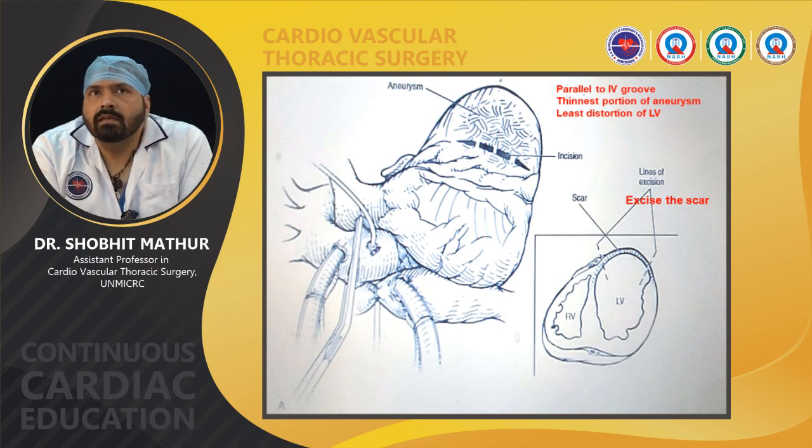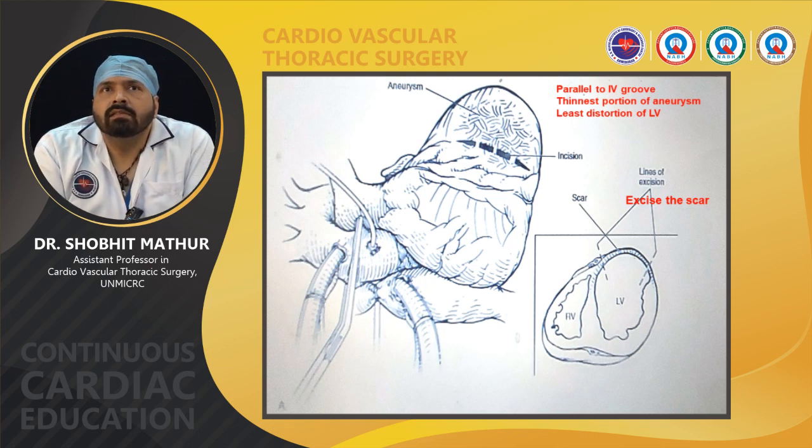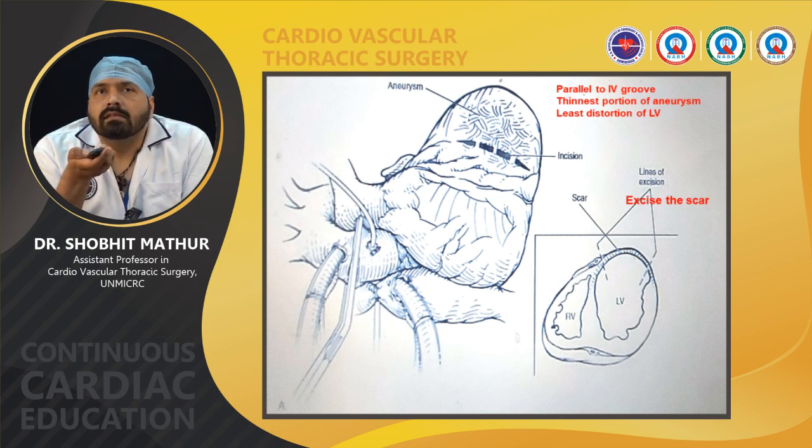So the cannulation has been done, and we can very well see that the aneurysm has been located. So the incision has to be taken. Now where to take the incision? Incision has to be parallel to the IV groove and the thinnest portion of the aneurysm. Why? Because it causes least distortion of the LV wall. Here in the inset diagram we can see where the incision has been taken, so that the excision of scar is also there. Some rim of scar tissue is left for closure, and there is least distortion of the remaining LV cavity.